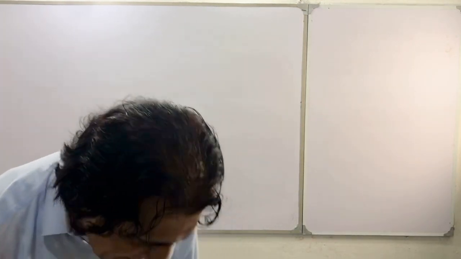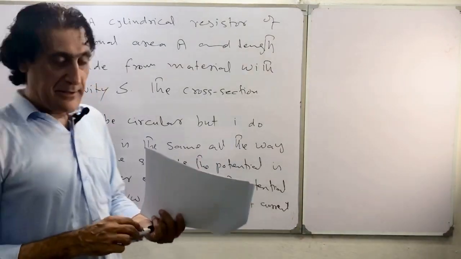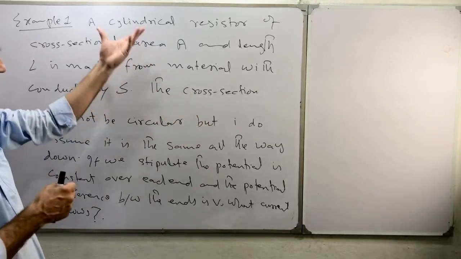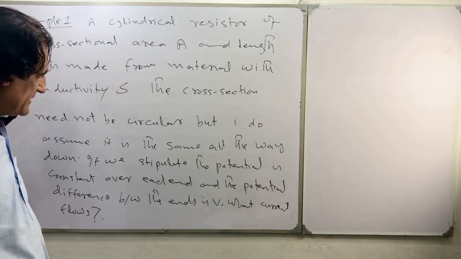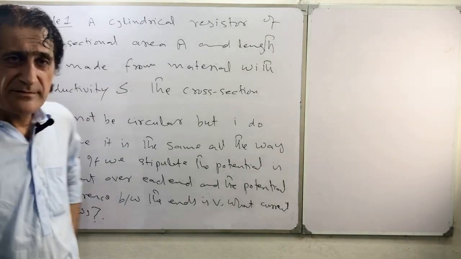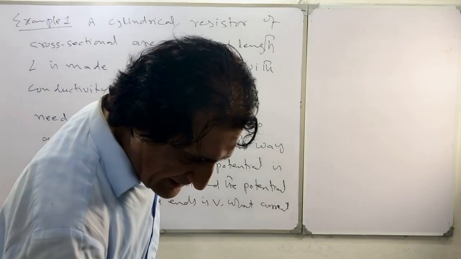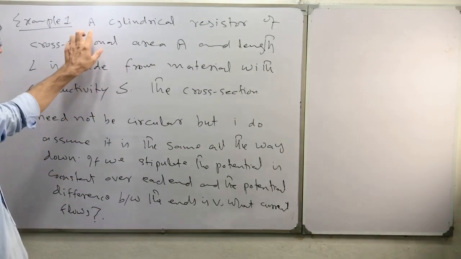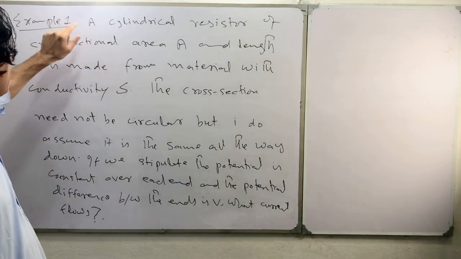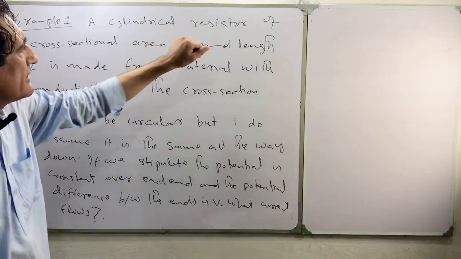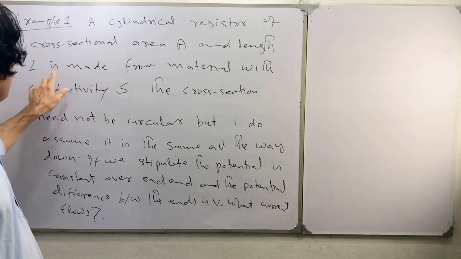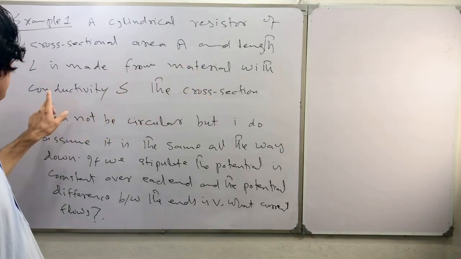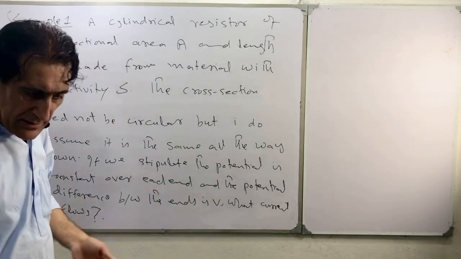Example number 1. This is actually a very long statement of this example, but it is very easy to understand because it tells us a cylindrical resistor of cross-sectional area A and length L is made from material with conductivity sigma.